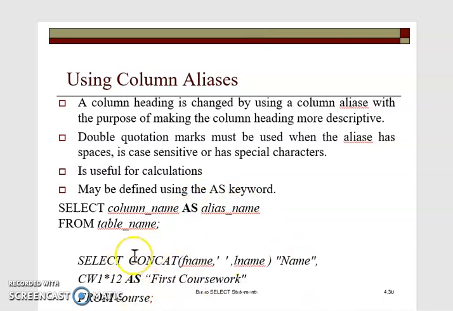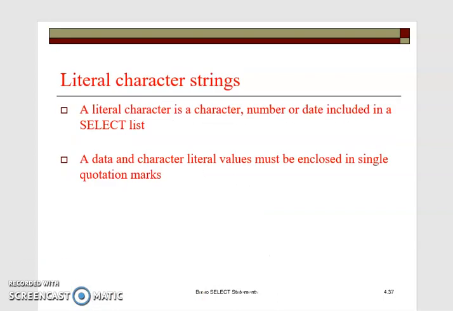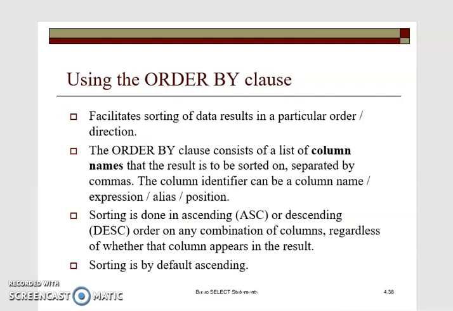So you can try this when you say select concat. So these are going to be connected together. Instead of having first name, last name, the column is going to have the name. So you have coursework 1 times 11 as first coursework from the course table. This I did explain. I'm not going to explain it again.